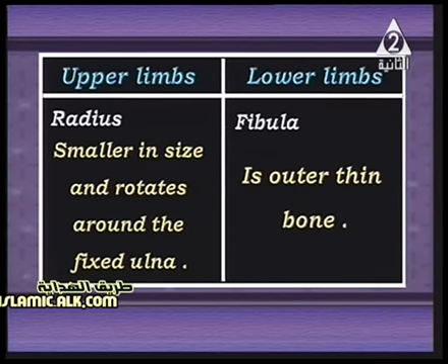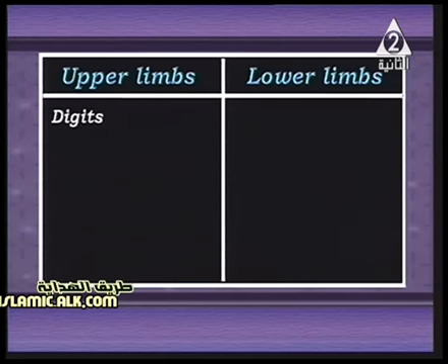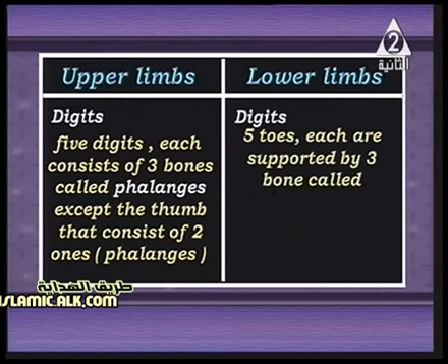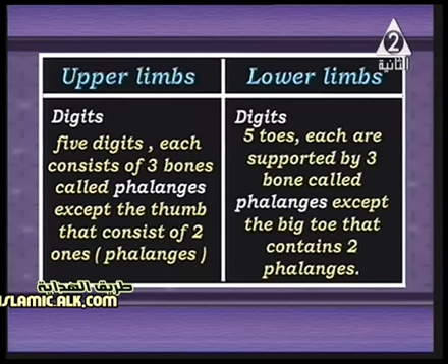And after that we have what? Yes, digits here. We have 5 digits. Each one of them consists of what? 3 bones. They are called what? Phalanges. Except the thumb, that consists of 2 phalanges. Okay, and also on the other side the same. Digits here are also 5 toes, each one of them called phalanges, except the big one. In the case of the upper limb we call it thumb, while here just the big one, or big toe.